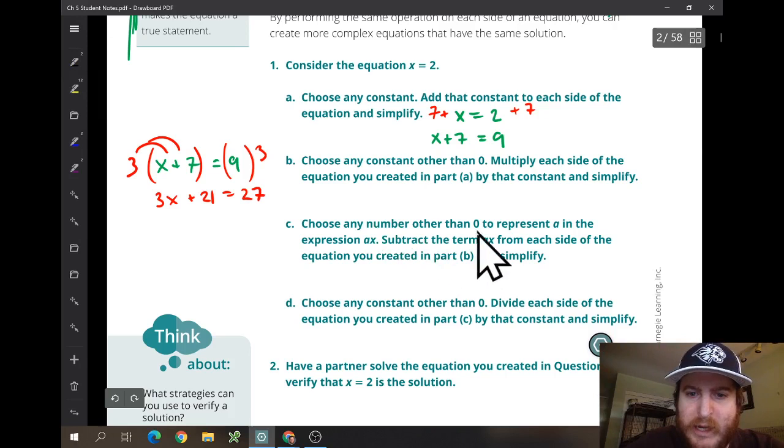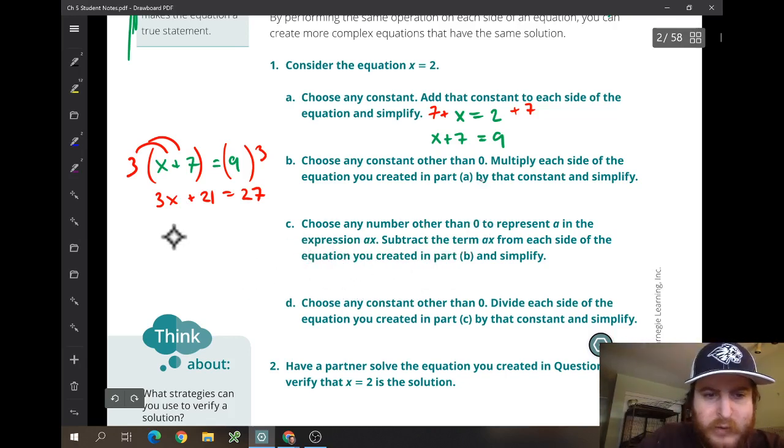Now we're going to choose any number other than 0 to represent a in the expression ax. And it says subtract ax from each side of the equation and simplify. So this is a little bit weird, it's kind of weird what they're doing, but they're basically saying to pick another number besides 3 and subtract it. So what they're asking here in part C is for us to pick a new number. I'm going to pick 2.